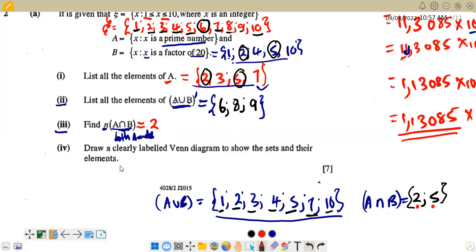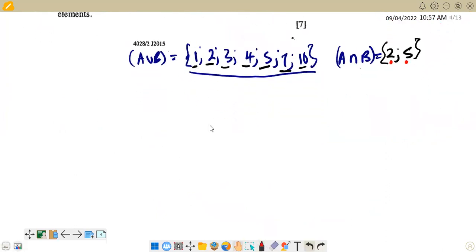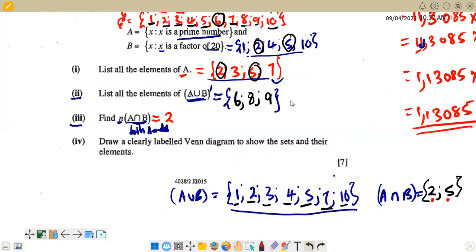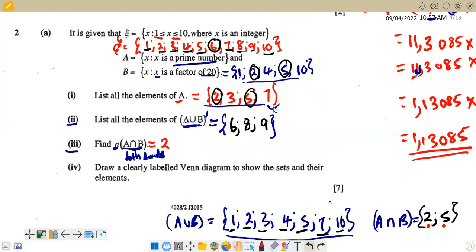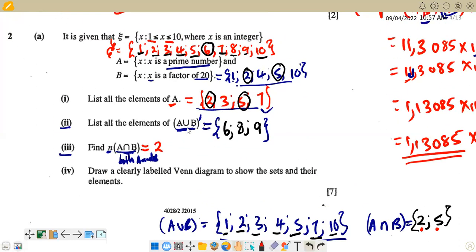All right. Then draw a clearly labeled Venn diagram to show all the sets and their elements. Okay, so for us to draw this, we need from the universal set. We're going to take everything from the universal set. But before that, let us come back here. We can see that we've got an intersection. That's the first thing. A and B, there's an intersection. Also, when we had A union B complement, with elements which are outside of A and B when they are combined together, these elements, they are outside of the set.